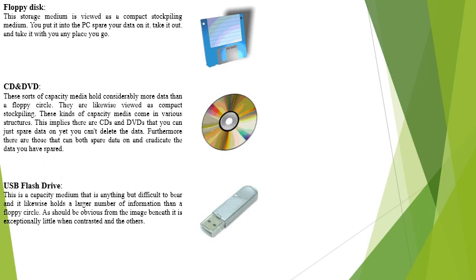So the second example is floppy disk. This storage medium is viewed as a compact storage medium. The third example is CDs and DVDs. Actually, CDs can store more data than a floppy disk. So the last example is the USB flash drive. A USB flash drive can store more data than CDs, DVDs and floppy disks. And actually nowadays people used to transfer data through USB flash drives.